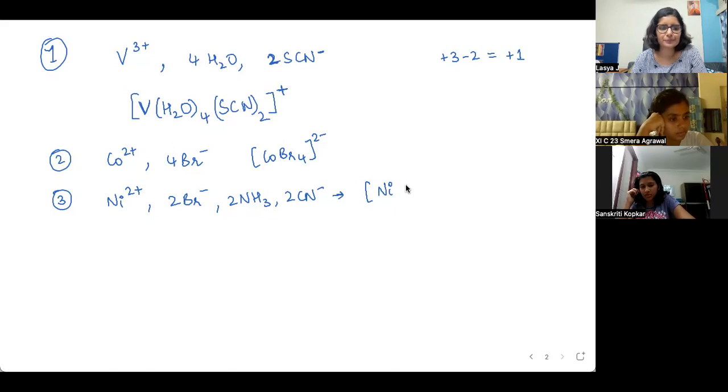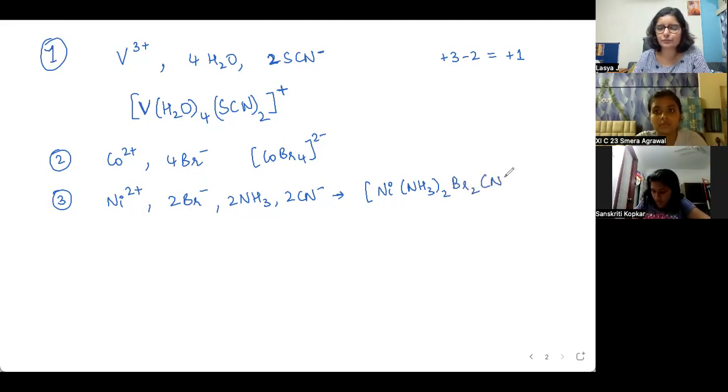NI comes first. So yeah, Sanskriti, when like alphabetical, matlab, you go by the name ka alphabetical. So Dunya ka name is Amin, right? So that comes first and twice. Then Homo and then Cyano and taken twice. Overall, NI is plus 2.